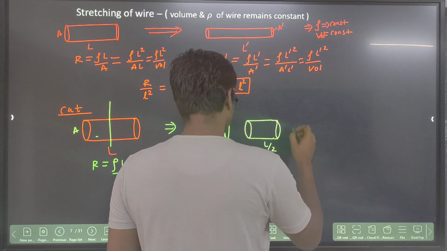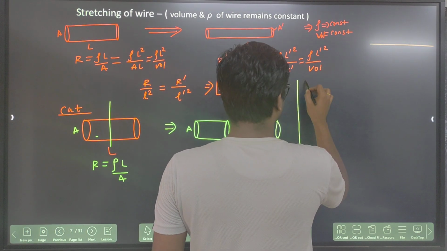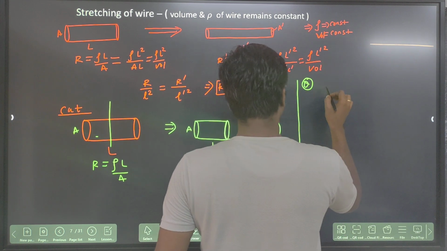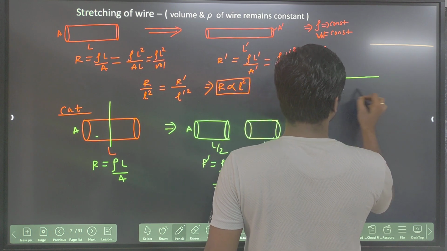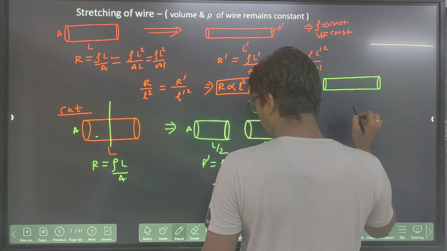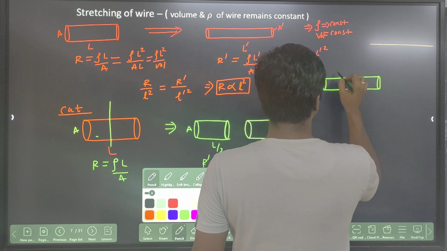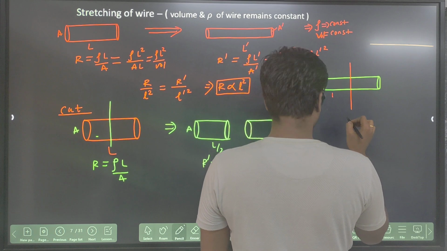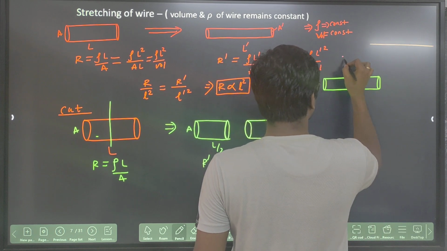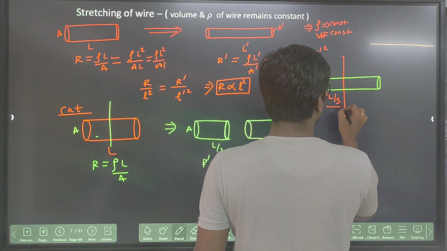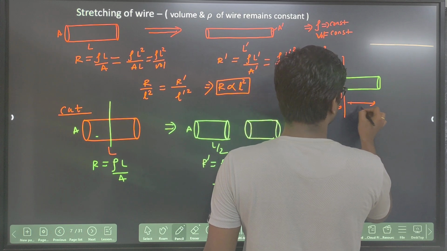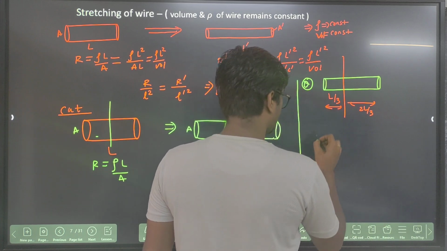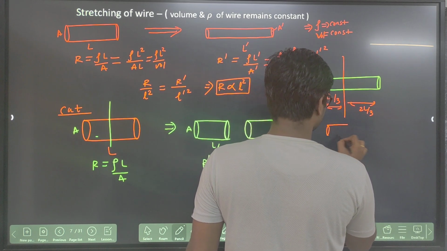So if I ask you a question here: this is a conductor of length L, and you cut it into pieces. Now one piece is of length L by 3 and another piece is of length 2L by 3, right? Now after cutting, just find out the resistance of these two pieces.